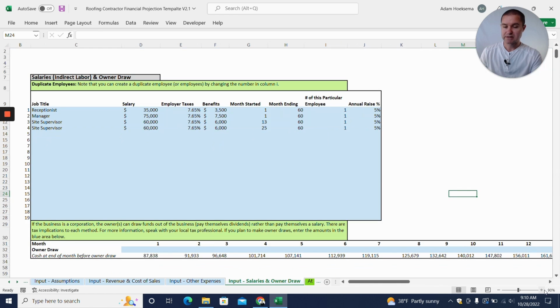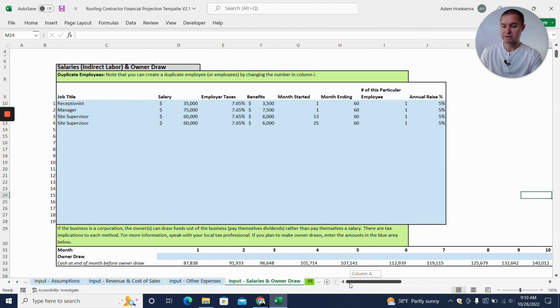And then we're getting towards the end here on the input side. So we just have one more tab, our salaries tab here. Let's say we're going to have a receptionist for $35,000, and they're going to start right in month 1. So we can set what month these different employees will start and end. So it's a 60-month financial model, a 5-year financial model. And so we're just saying that all the employees are ending in month 60.